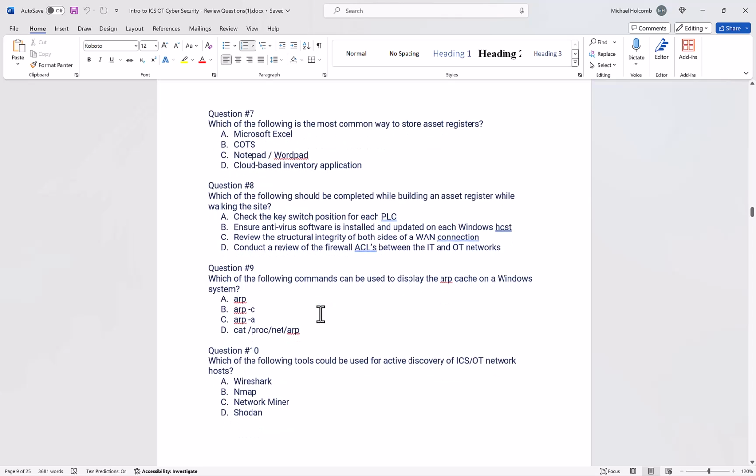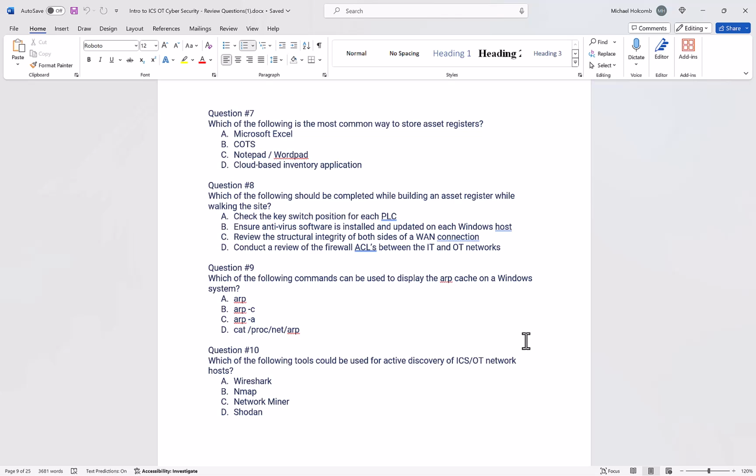All right, question number 7, which of the following is the most common way to store asset registers? Yes, we still use Excel everywhere in the world today to store records about the hardware, software, and firmware versions and all the different properties for those that we have in the environment. So the answer is A, Microsoft Excel.